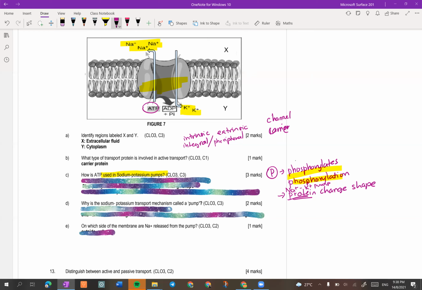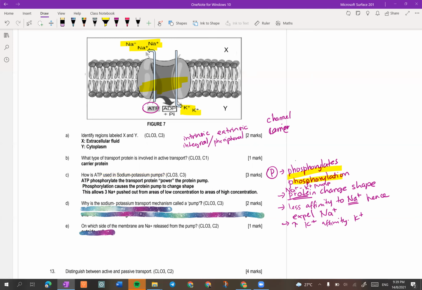Okay, tulis betul-betul. Sodium potassium pump akan change shape to the point dia akan jadi less affinity to sodium ion. Hence, dia akan expel the sodium ion. Right? So that is how it is being used. Barulah lepas tu you boleh cakap dia akan ada higher affinity toward potassium ion pula. So potassium ion can now bind to it. Then lain-lain tak perlu sebut sebab tak ada kaitan lagi dengan ATP dah.